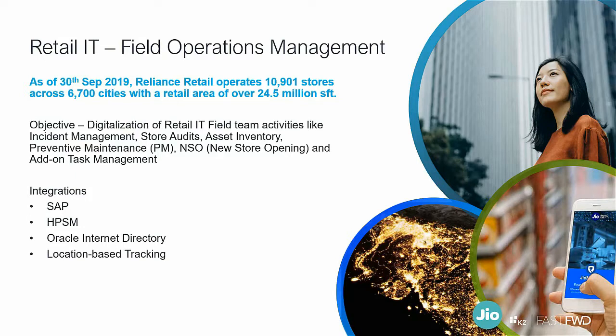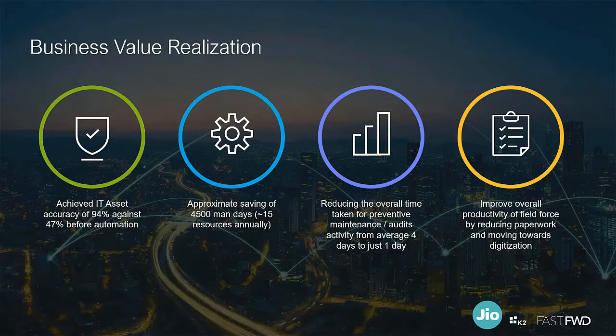Also, we have integrated with location-based tracking. This helps us with real-time tracking of field engineers with the help of our GeoSIMs and Google API. So, for field operation management, what was the business value realization? We have achieved IT asset accuracy of 94% against 47% before automation, and approximate savings of 4,500 man days, which is 15 resources annually.